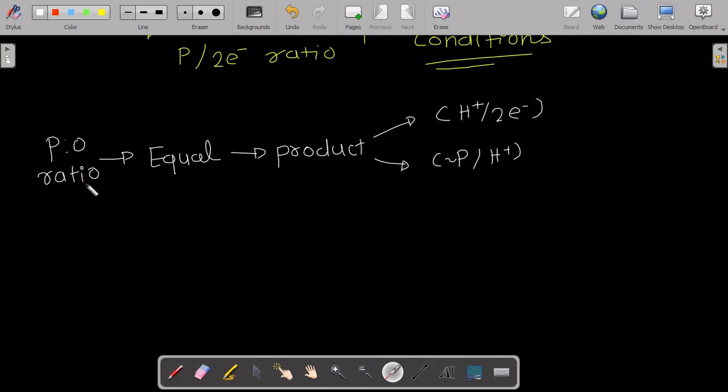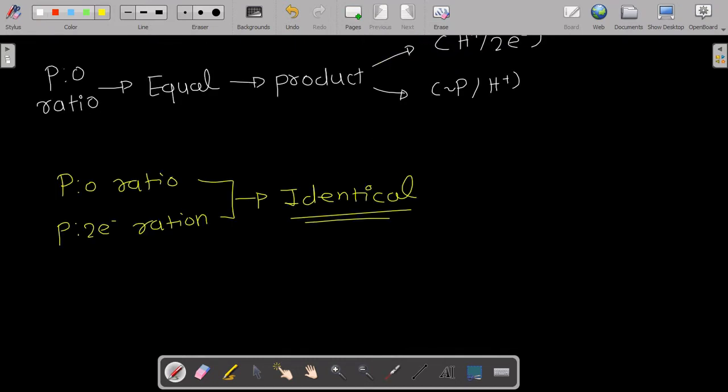Now this PO ratio is equal to the product of H plus per 2 electrons and P per proton. When you multiply these two things, you will get the PO ratio. That is what it is saying. Now this P to O ratio or P to 2e ratio, both of them are identical.